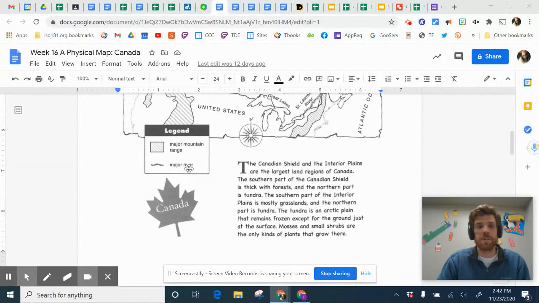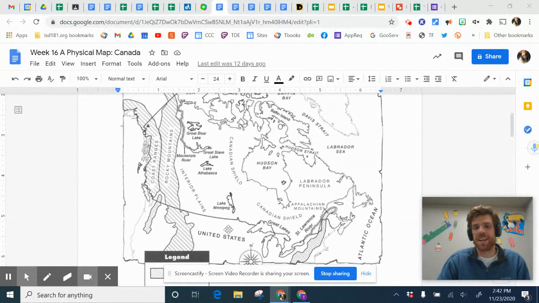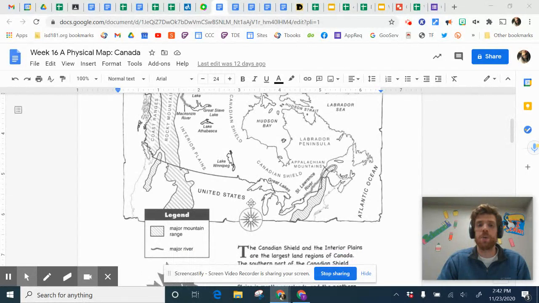So please notice that we do have a legend today. Our legend is showing us our major mountain range and major rivers. So there are more mountains, there are more rivers, but these are the major ones. Also notice we have a compass rose. It only has north, but we know we can figure out south, east, and west.